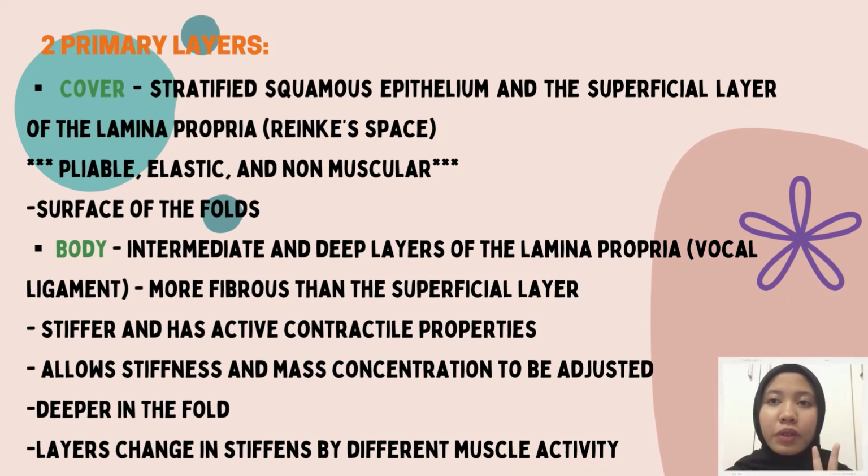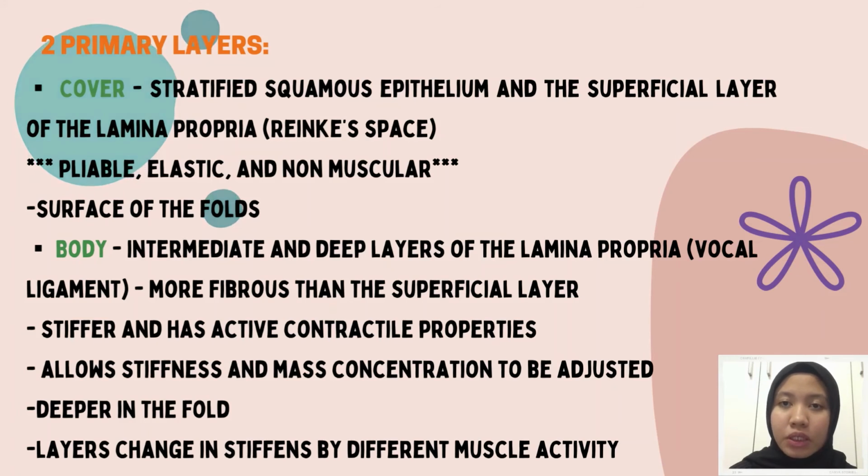Next, two primary layers, which are cover and body. Cover is the stratified squamous epithelium and the superficial layer of the lamina propria. It is the surface of the folds. Second, body. Body is the intermediate and deep layers of the lamina propria. It is stiffer and has active contractile properties. It is deeper in the fold. Its layers change in stiffness by different muscle activity.